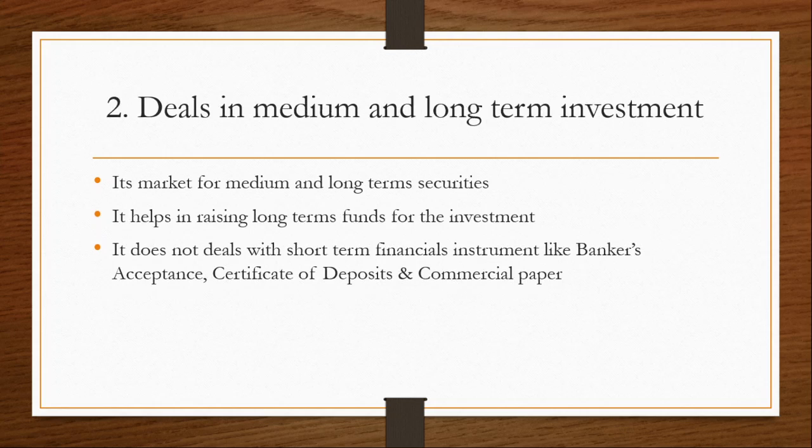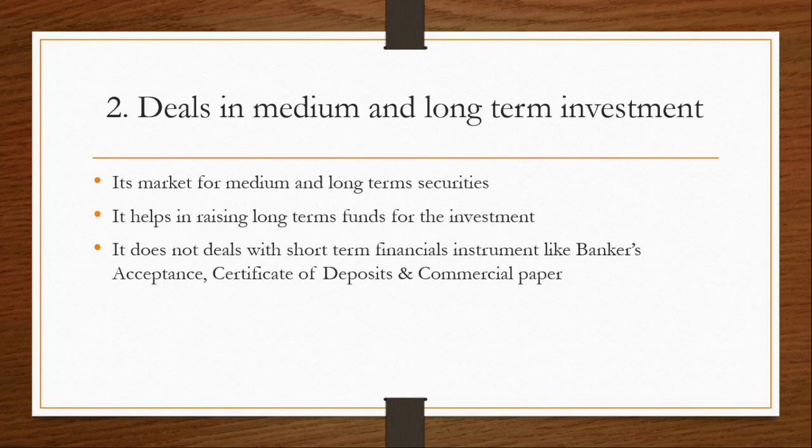So the second characteristic of the capital market is that it deals in medium and long term investment. Unlike the money market where only short term securities get traded, in the capital market, as I told you in the previous lecture, long term and medium term securities get floated into the market, which helps in raising long term funds for investment. Whenever a company needs an investment, it needs it for the long term. It needs to buy some machines and equipment for productive purposes, and that equipment cannot give you returns the next day. So it takes some time to generate returns out of those investments.